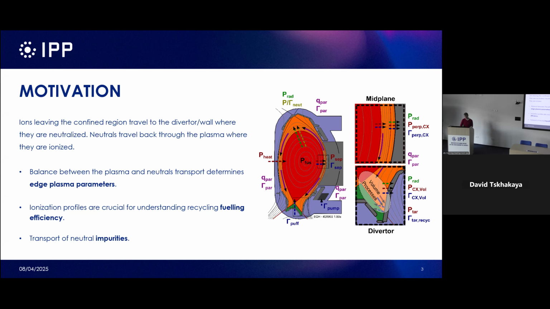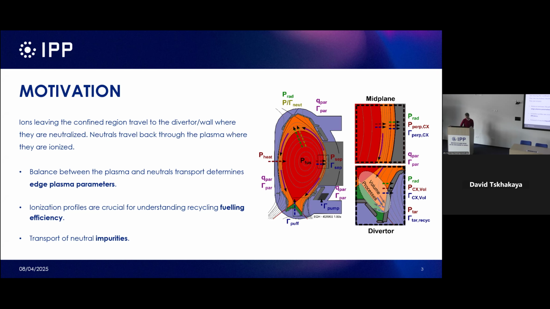So these two processes, the plasma transported outwards and the neutrals coming back and ionizing in the scrape-off layer or in the core, this balance determines the density and temperature in the scrape-off layer or in the edge. So properly simulating and analyzing both of these processes is very important to get the self-consistent solution of the edge plasma region.